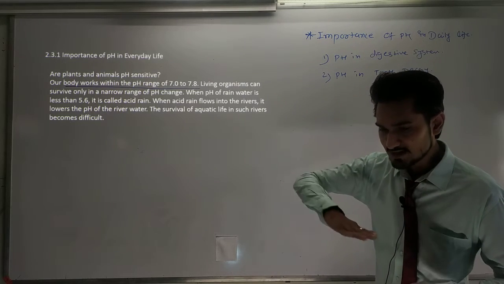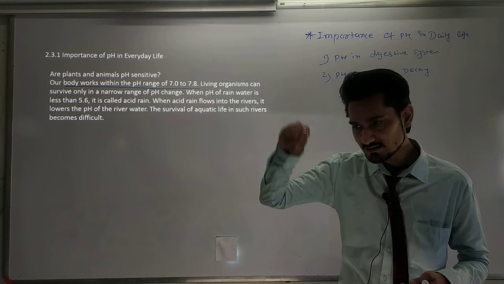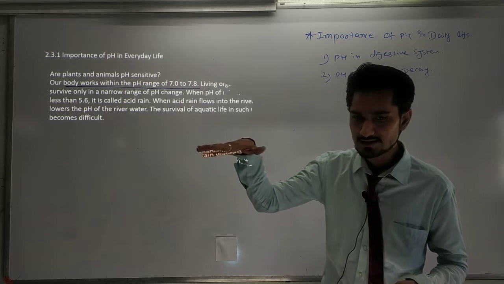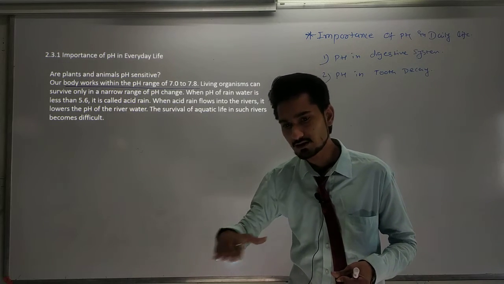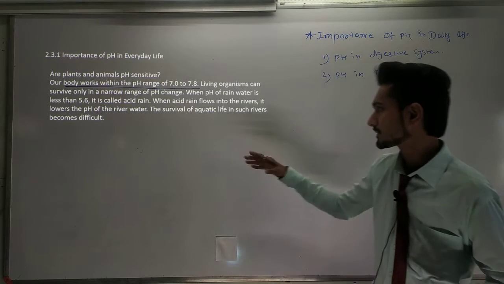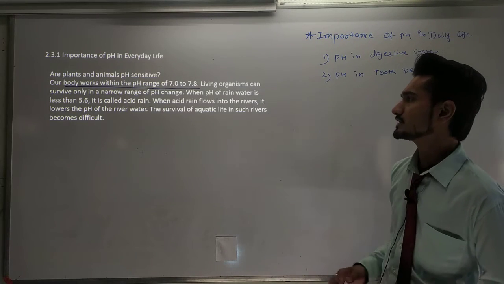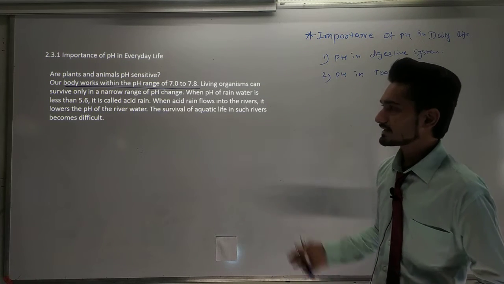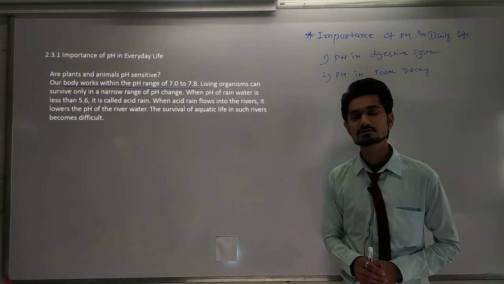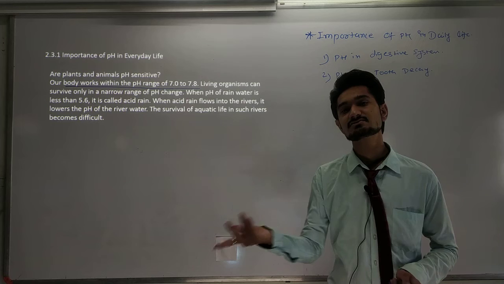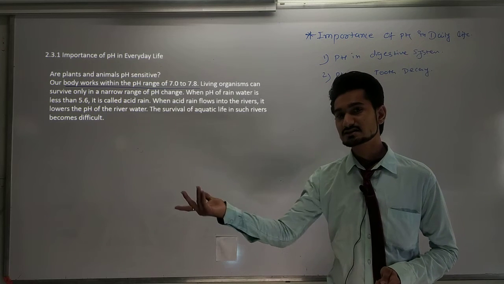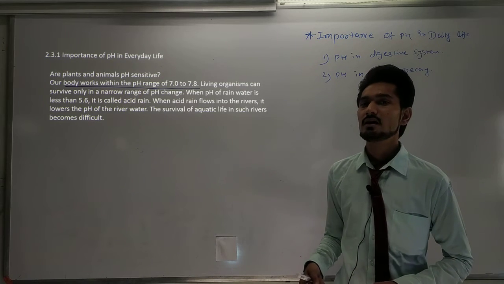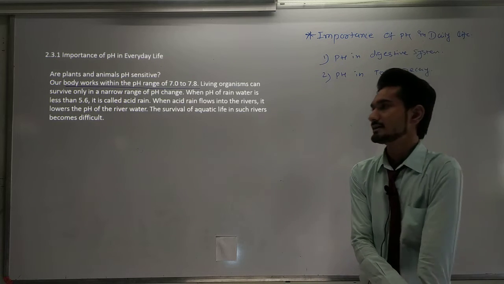Whenever acid rain comes to the lake or the river, it decreases the pH value there. When acid rain flows into the river, it lowers the pH of the river water, and the survival of aquatic life in such rivers becomes very difficult because they are living in a normal range of pH. Suddenly a drastic change happened because of the acid rain, and that will cause damage to the aquatic life and aquatic animals there.